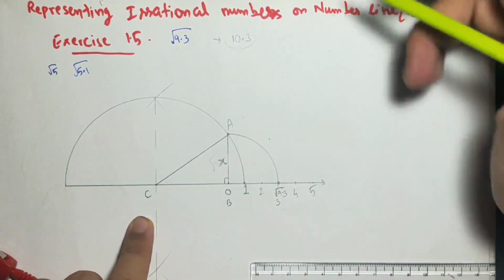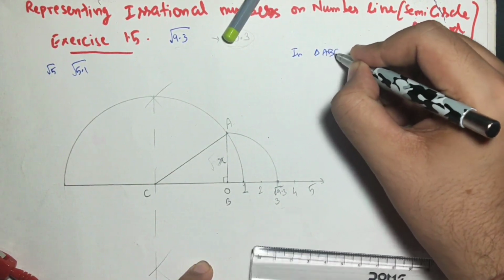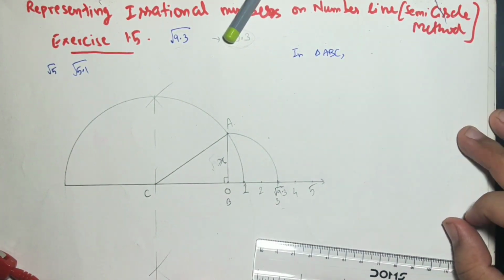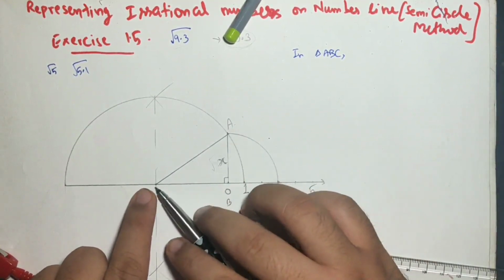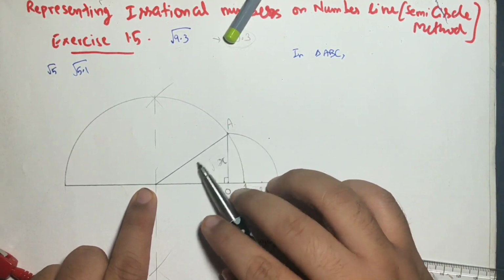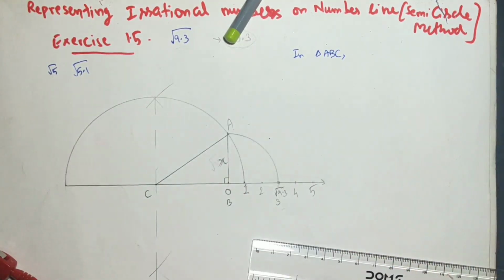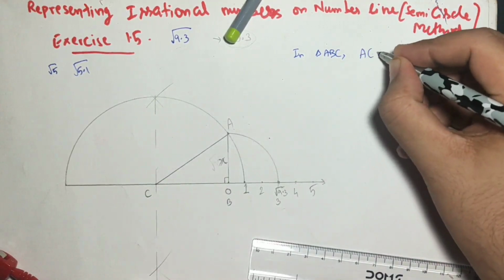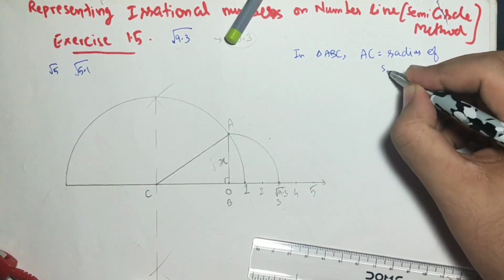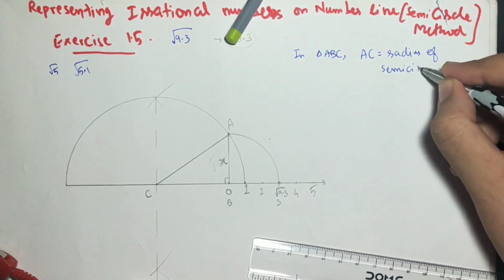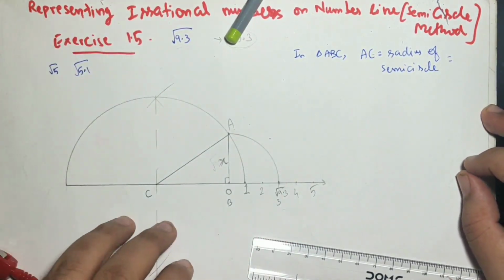Now in triangle ABC, this AC, what is this AC? This AC is actually the radius of this semicircle. AC is the radius of the semicircle. What is the radius of the semicircle?